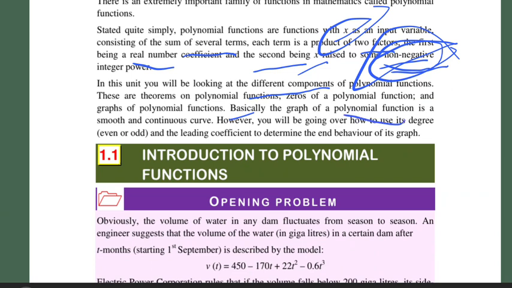A polynomial function is smooth and continuous. It doesn't have a curve break. It doesn't have a jump.